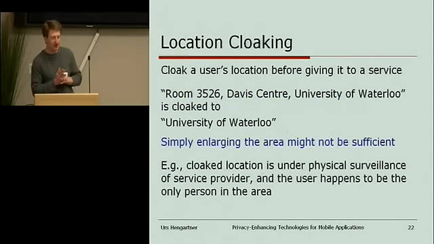So what can we do instead? We could cloak our location. Right? So in particular, instead of revealing our fine-grained location to a service, we reveal a more coarse-grained version of this location to the service. For example, instead of revealing room 3526, Davis Center, University of Waterloo, which is my office, I just tell Google I'm somewhere at the University of Waterloo.